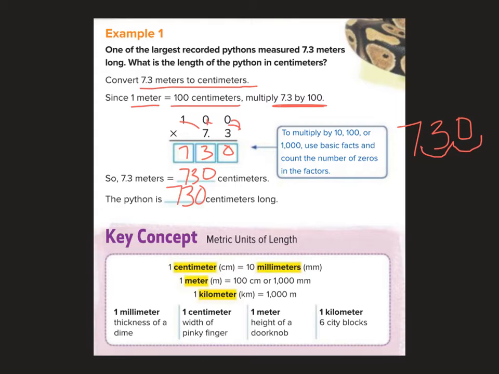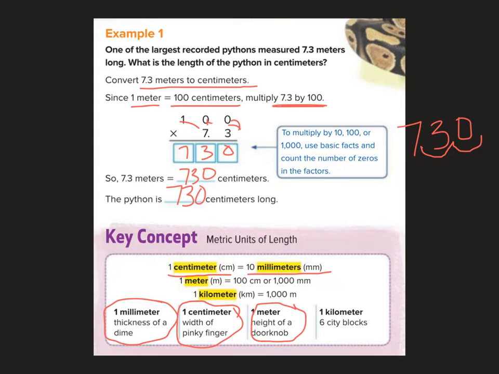Okay, so here's our little dealio here. A centimeter is equal to 10 millimeters. A millimeter is about how thick a dime is. So that's pretty thin, right? A centimeter is about the width of your pinky finger. Okay. A meter is the height from the floor to the doorknob.